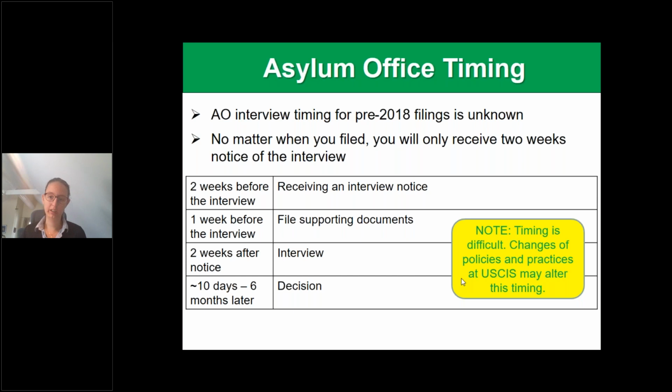So timing can get a little bit tricky with asylum cases. At the asylum office, if your client filed for asylum before 2018, we really don't know when they will be scheduled for an interview. In 2018, the policy for scheduling interviews changed to a last in, first out policy. So folks who filed before 2018 are kind of in limbo, stuck in a backlog somewhere.